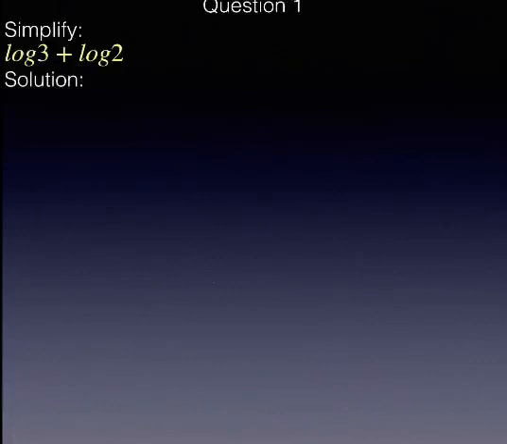Question 1. Simplify log 3 plus log 2. That is the question given to us. As can be seen here, the log that is given to us is in addition form. As we write it, it's log 3 plus log 2 that we are asked to simplify.